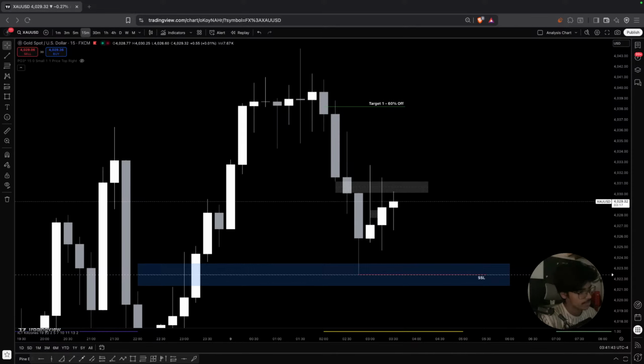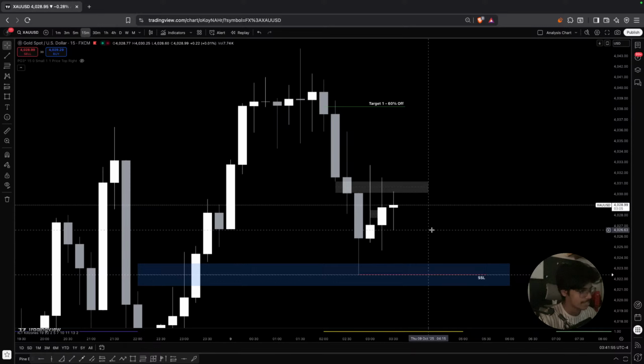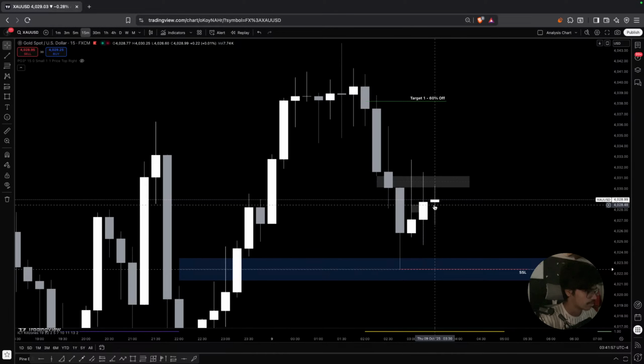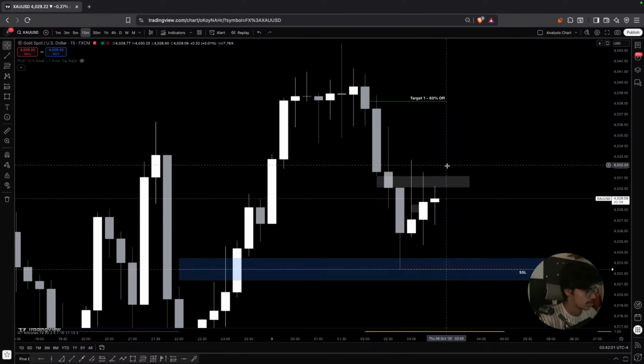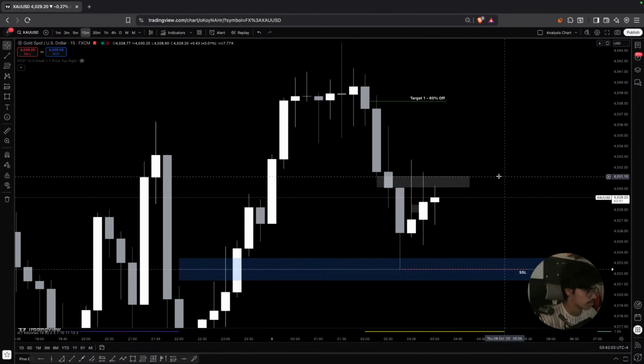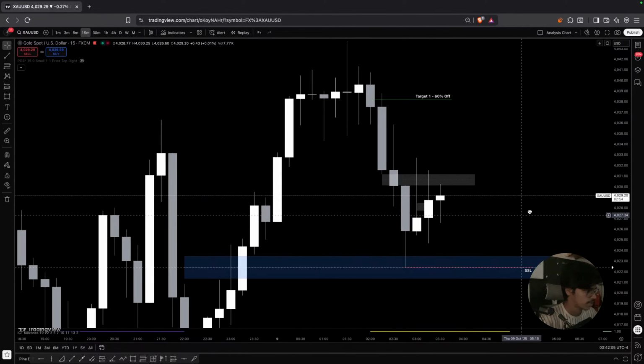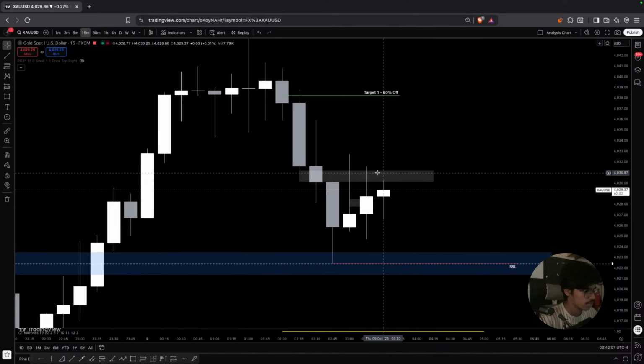3 minutes are left for another 15-minute candle closure. Another 15-minute candle is about to close. If it closes above this point, then is the moment you look for some kind of buys. So this is the level. 2 minutes and 56 seconds is left. You wait for this candle to close above this point, and if it closes, then we look for some kind of buys.